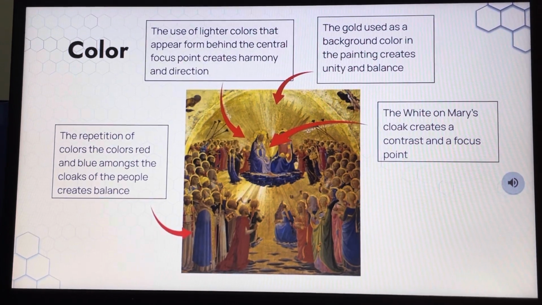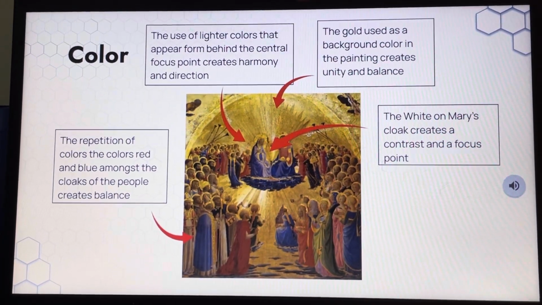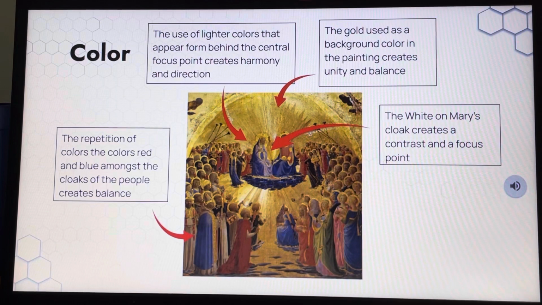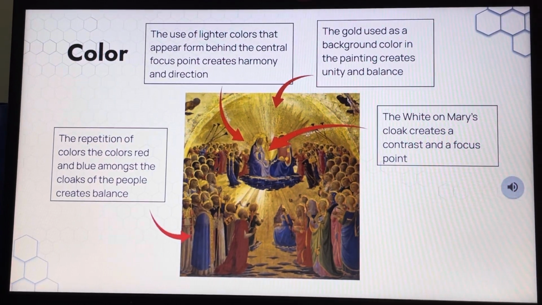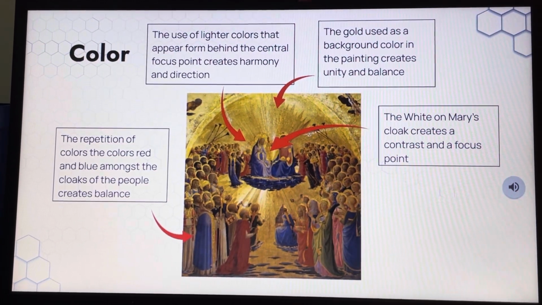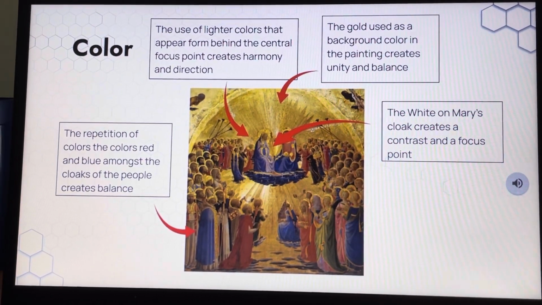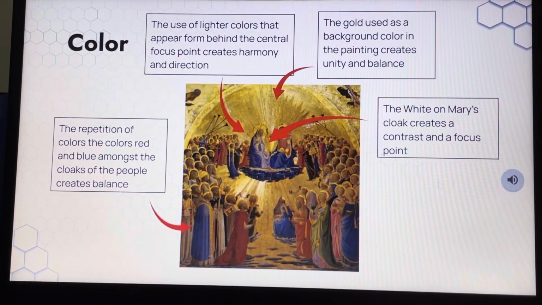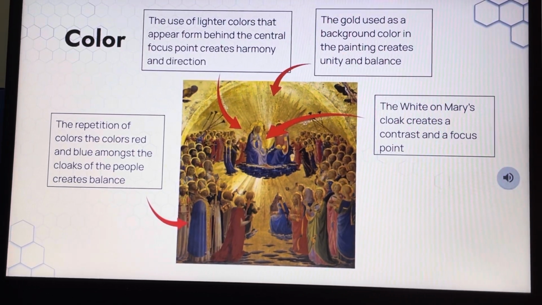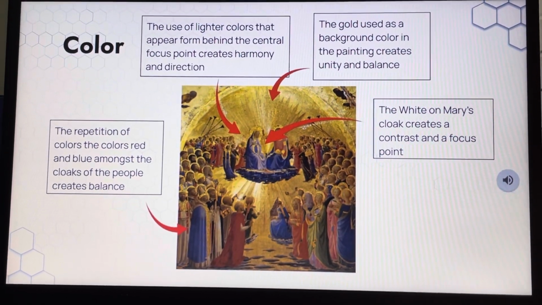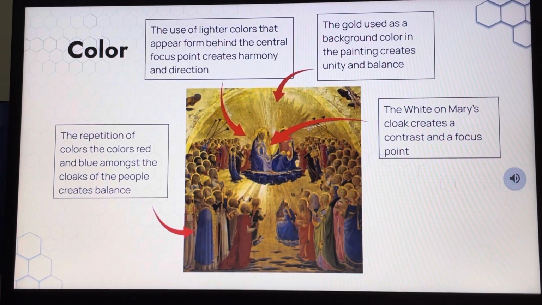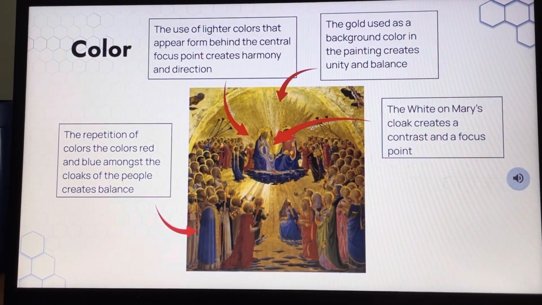The gold used as background color is an element of consistency in the painting. This creates unity as this color is present constantly throughout. The white cloak that Mary is wearing creates contrast with the gold tone of the majority of the piece. This also adds to the focus point. The figures in the center are the focus point, but the white cloak makes her the major focus point between the two figures. The repetition of the colors red and blue amongst the cloaks of the people and the remaining figures creates balance and unity as these vibrant colors can be seen throughout the piece.